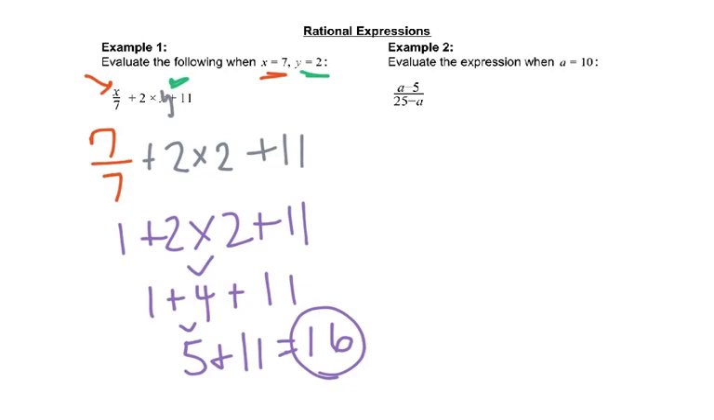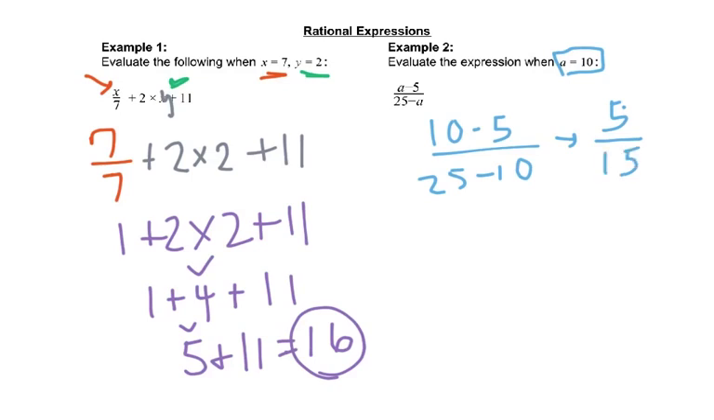Example 2 says evaluate the expression when a is 10. So I'm going to write 10 minus 5 over 25 minus 10. We're going to simplify the top and bottom. 10 minus 5 gives me 5. 25 minus 10 gives me 15. 5 divided by 15, we can simplify that fraction. We can divide both these by 5, and that's going to give us 1/3.